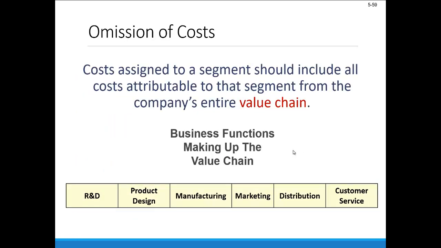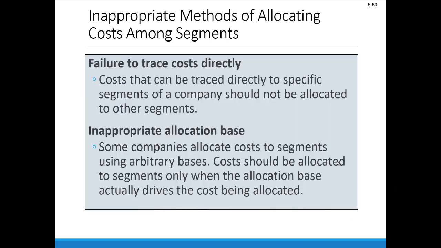A couple other things to just wrap up here real quick. Costs assigned to a segment should include everything from the company's value chain. So that's everything from R&D, research and development, all the way up through customer service, an end-to-end approach. There are some inappropriate methods of allocating costs among segments, and we've hinted at these a little bit already. Sometimes there's a failure to trace costs directly. So costs that can be traced directly to individual segments shouldn't be allocated to other segments. We want to make sure that controllability and traceability are going hand in hand here. We're holding segments responsible only for the things they can control, all things equal.